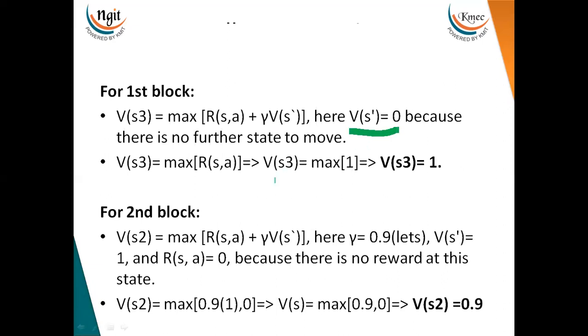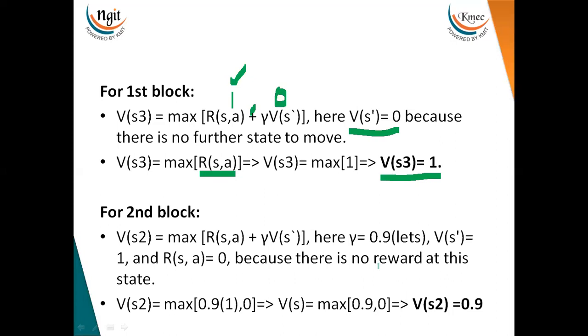Okay. Now the reward that I have obtained in the S3 state is 1. That's why the value of S3 will be 1, because this is having the value 1 and this is having the value 0. The maximum of 1 comma 0 is what? 1. So that I am considering as the value that I am getting in the first block.